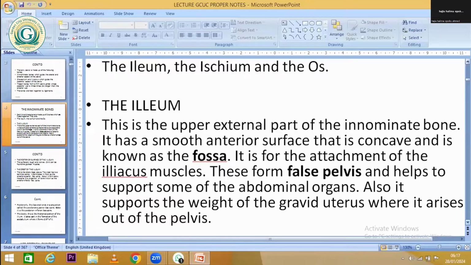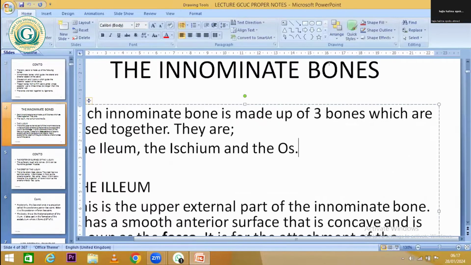I read in a textbook that the innominate bone consists of the ilium, ischium, and the pubis. I don't know whether the os is the same as the pubis. Yes, it's supposed to be os pubis.